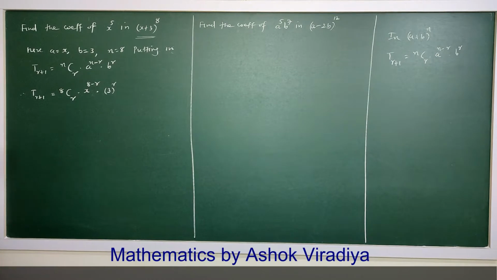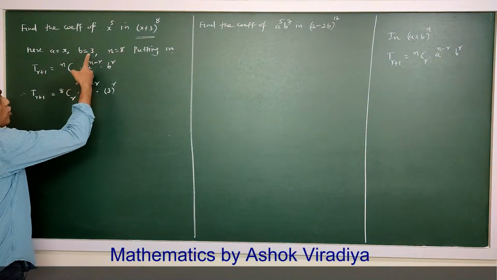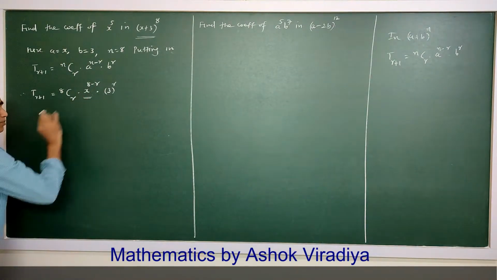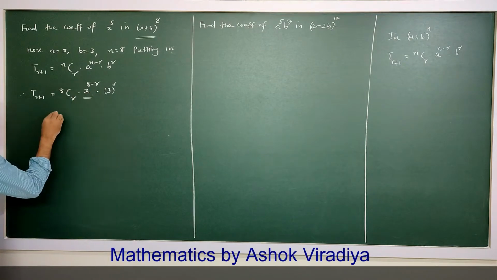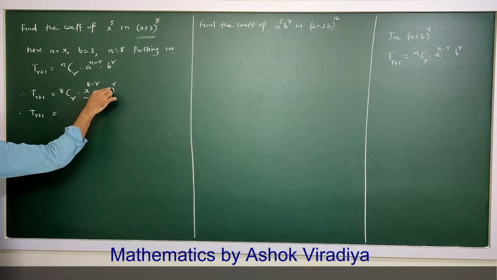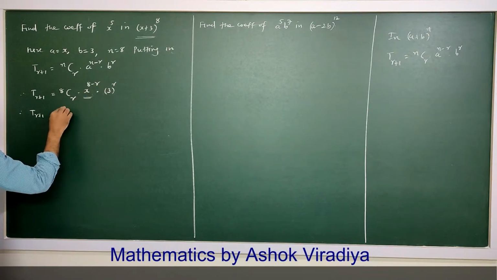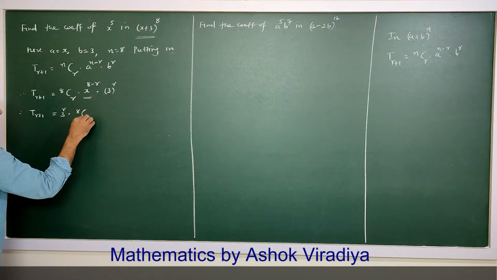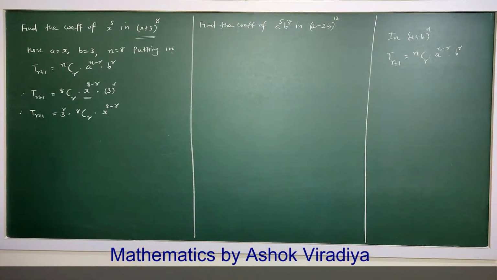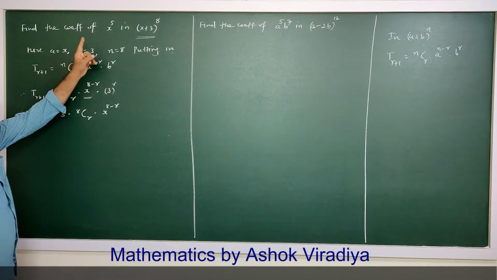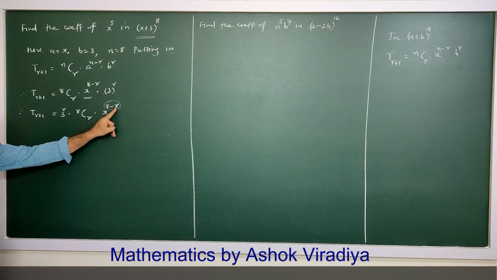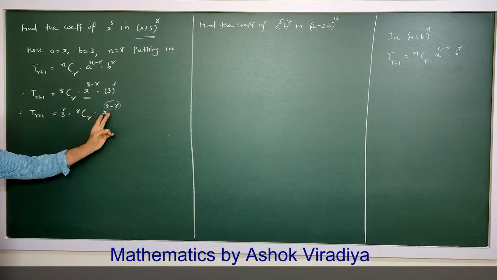Now see, we want the coefficient of x raised to 5, and x is visible here. So rearranging this term, 3 raised to r into 8Cr into x raised to 8 minus r. To have the coefficient of x raised to 5, we have to put here r equal to 3. So we can have x raised to 5.